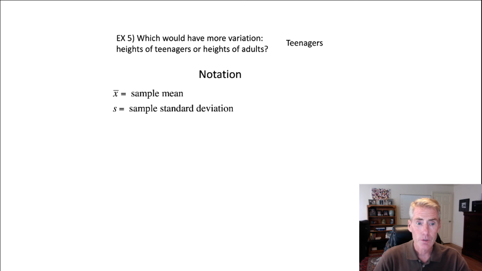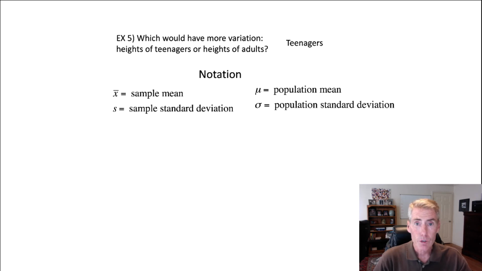Okay, then on to some important notation that we're going to use for the whole rest of the semester. So X bar, that's a sample mean, and the S is the sample standard deviation. Those we just found with the calculator on the TI-84. So this would be if you had, say, 15 teenagers and 15 adults, then you're finding a sample mean, because 15 is not going to be the whole population.